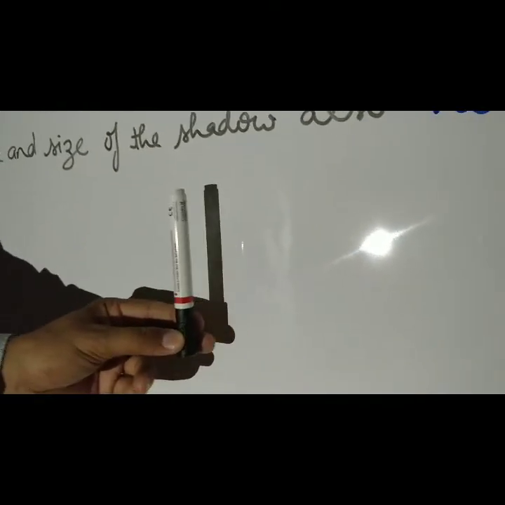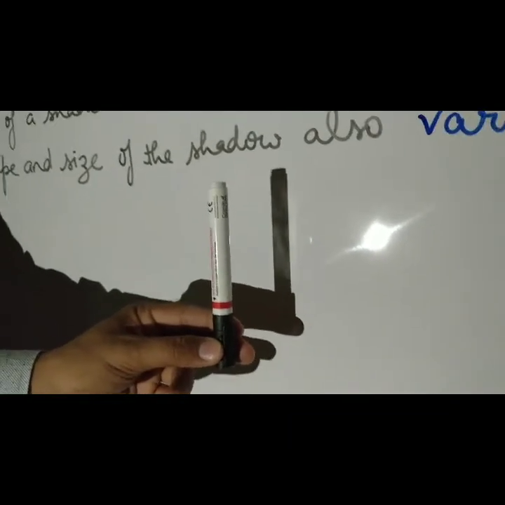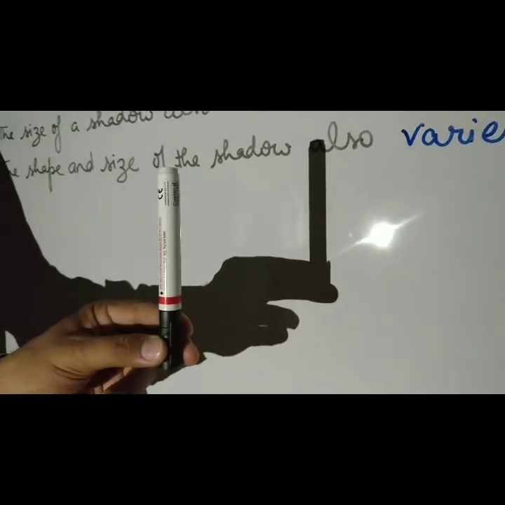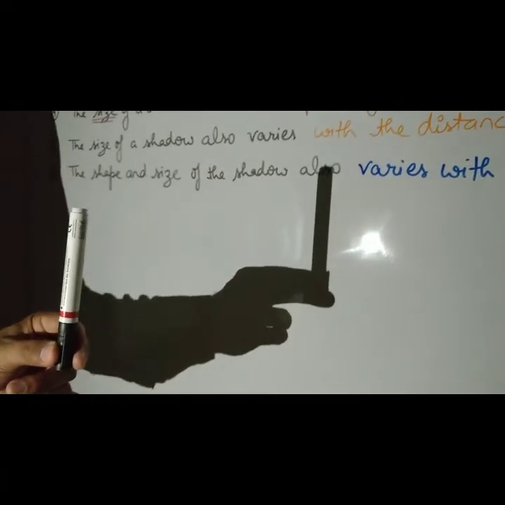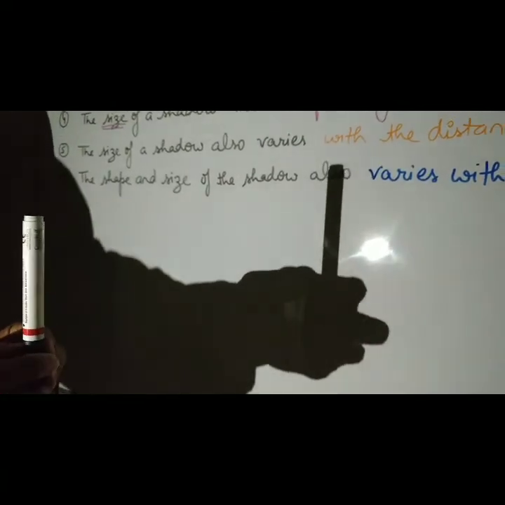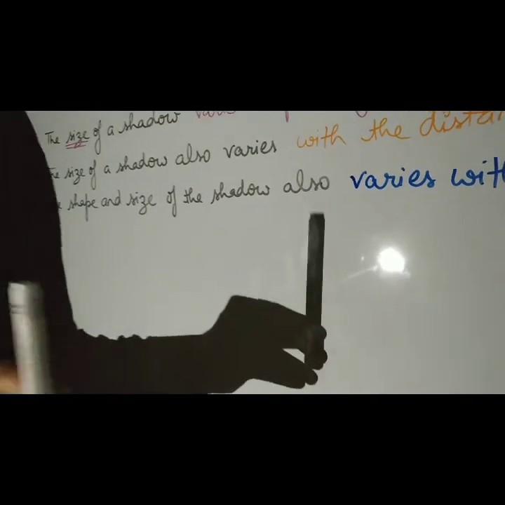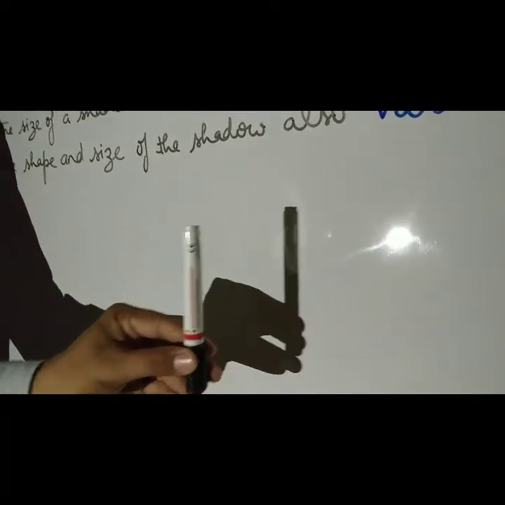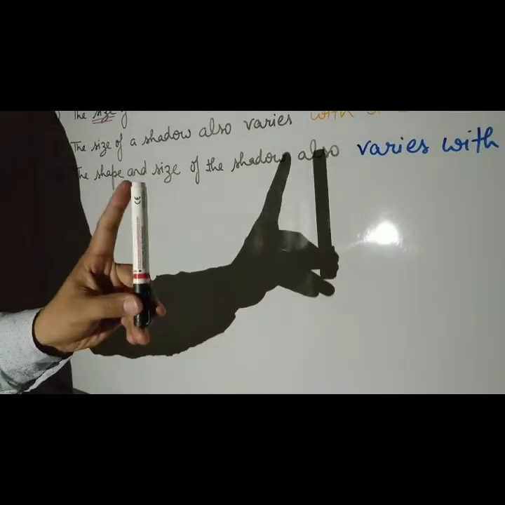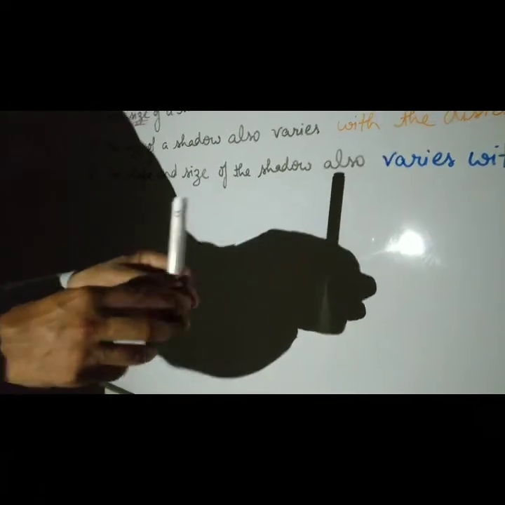Look here, the shadow is somewhat the same size as this marker, but when I withdraw it away from the screen, look at the size of the shadow, it increases. As the distance increases, the size of the shadow enlarges. If I decrease the distance, it becomes smaller. So it depends on the distance between this object and this screen.